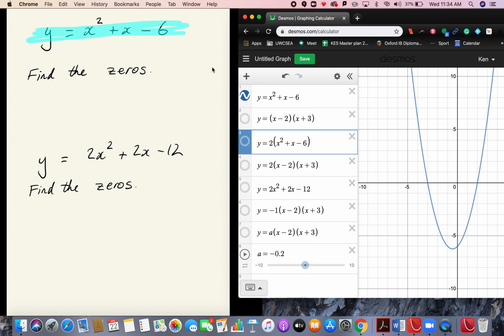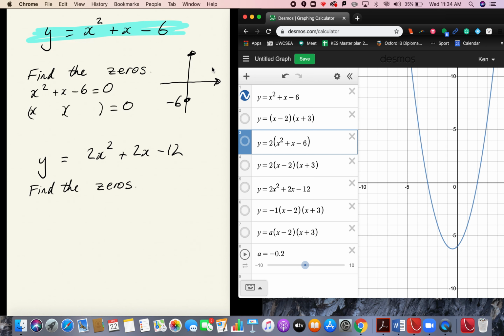And if I was thinking of graphing this, then of course you could sketch the little axes here. And the y-intercept, when x equals 0, y equals negative 6. So that would definitely appear there, wouldn't it? Okay, and now find the zeros. So we're solving x squared plus x minus 6 equals 0.